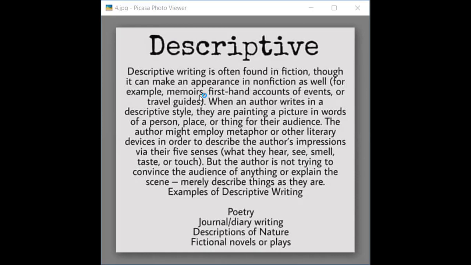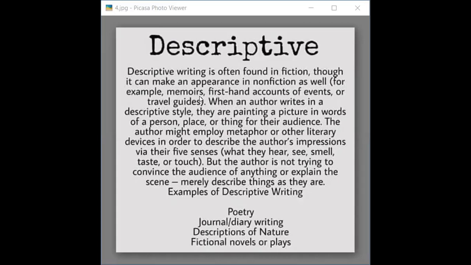But the author is not trying to convince the audience of anything or explain the scene. Remember this thing, that when you are writing descriptively, you are not going to convince anyone, you are not going to explain. If you would explain the scene, then it would be expository. If you would convince, then there is another type. We are going to come to that in a while.